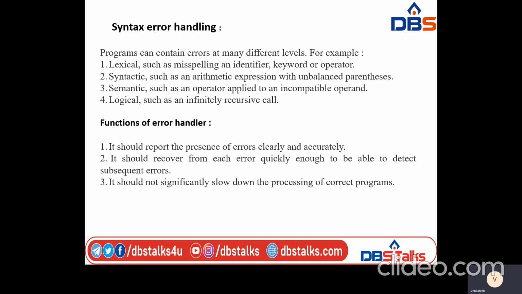At the same time, common programming errors occur at different levels of the compiler. The first one is lexical errors, including misspelling of identifiers, keywords, and operators, as well as syntactic errors, including misplaced semicolons and extra braces or missing braces. Semantic errors include type mismatches between operators and operands. Logical errors can be anything from incorrect reasoning.